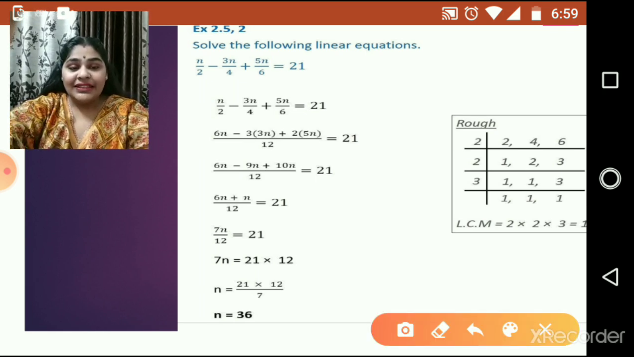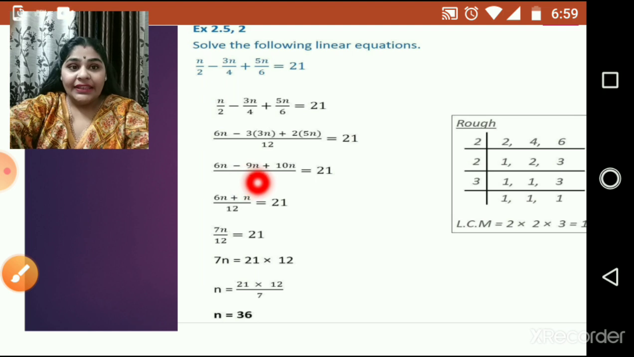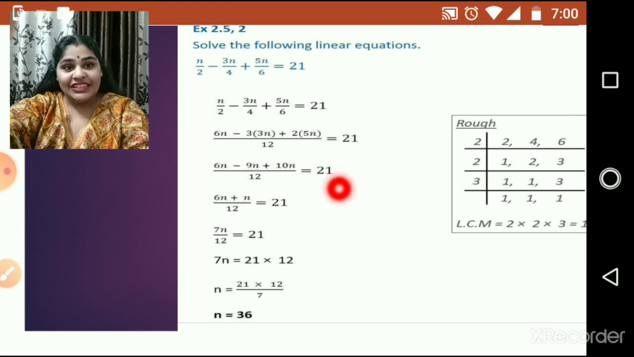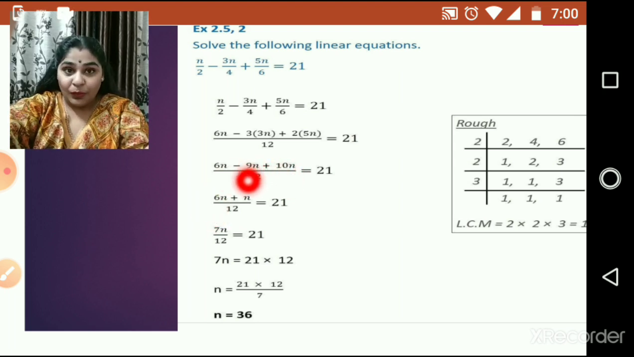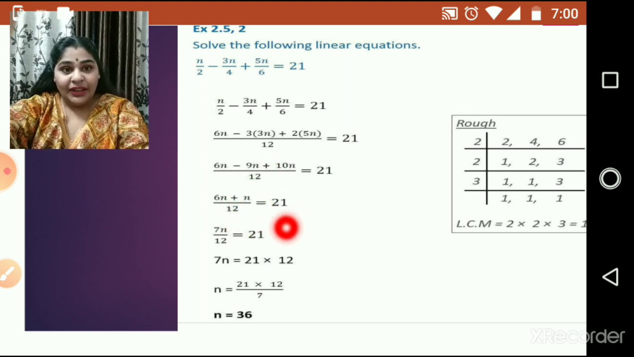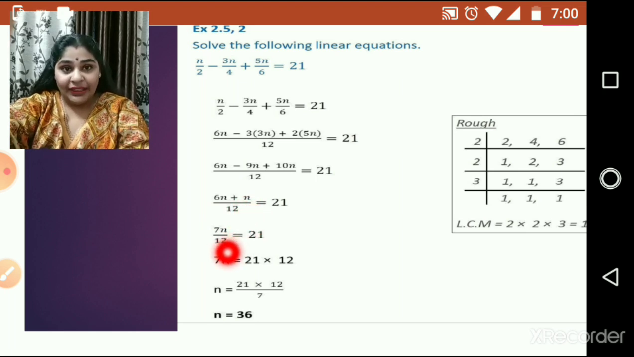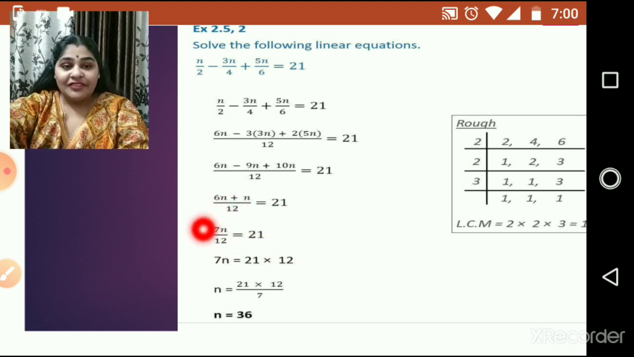6n minus 3 3s are 9. You can see here the step. 9n plus 2 5s are 10. 10n upon 12 is equal to 21. Now 6n as it is, plus 10 minus 9 will be plus 1, that is plus n, whole divided by 12 is equal to 21. Now 6n plus 1n will be equal to 7n upon 12 is equal to 21. Now you can see, this is our simplified equation.